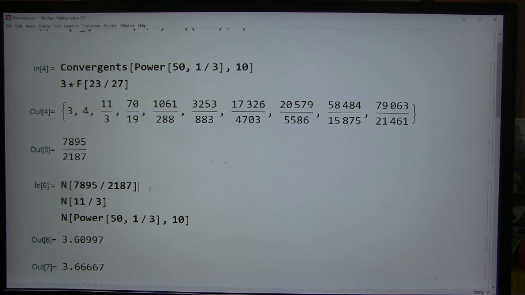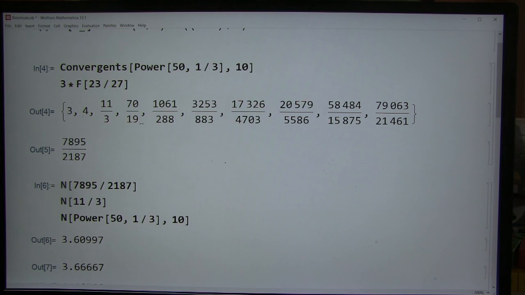I mean, sort of. It's going to be between 3 and 4. Yep, that's right. Can you think of some other things that maybe are better approximations than 3 or 4? It'll be maybe around 3.5 actually, but we can even do better. We actually know some numbers that are going to be good approximations to 50 to the 1/3. Yeah, I mean, we have some here. It's 11/3, 70 over 19, 1061 over 288, I guess.